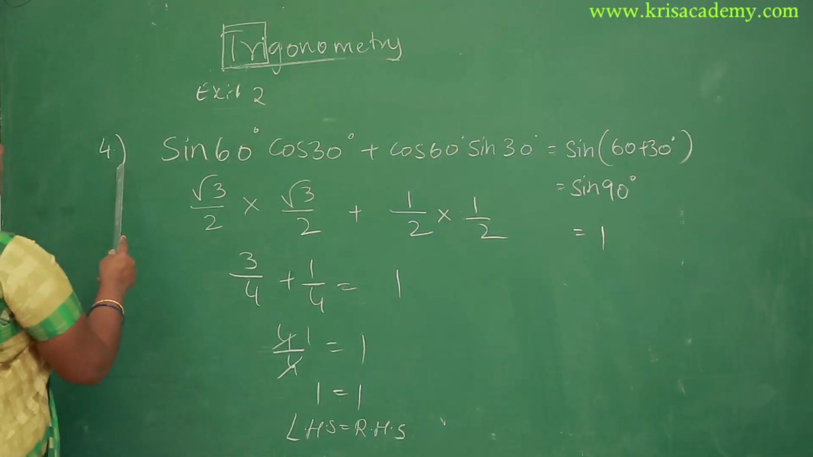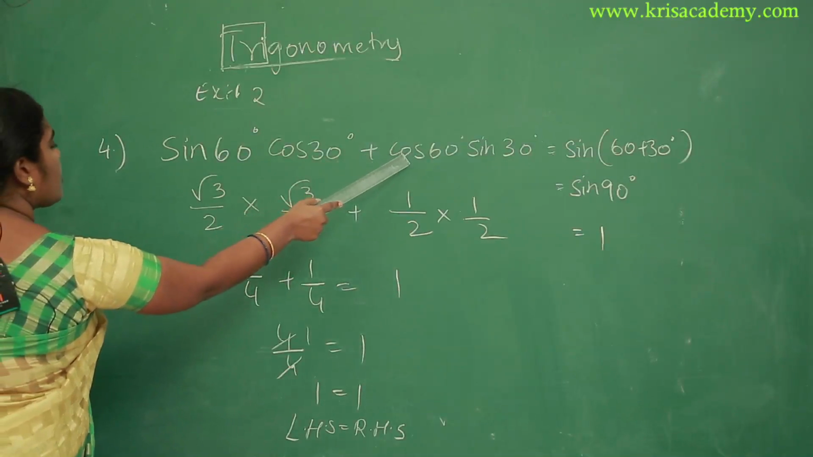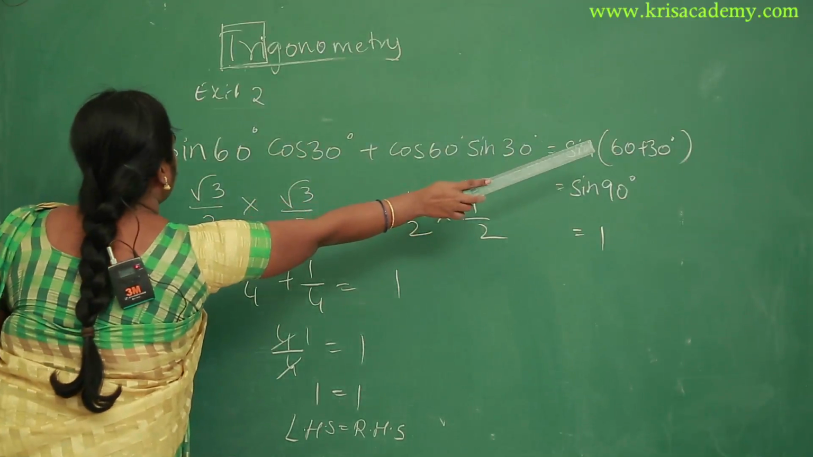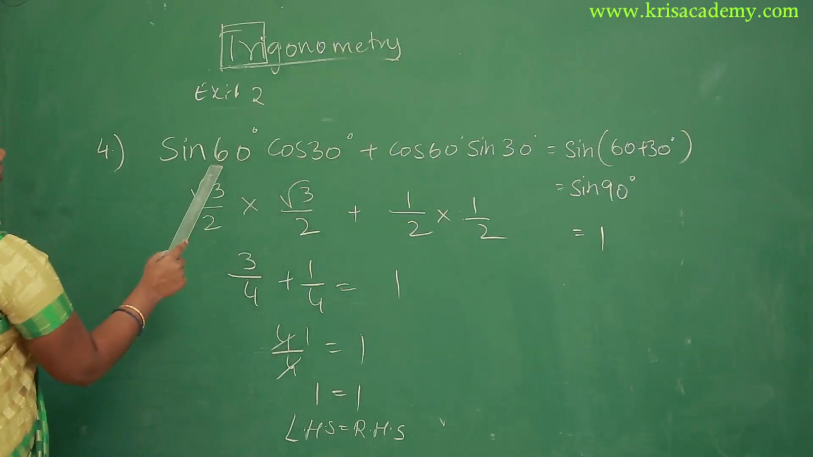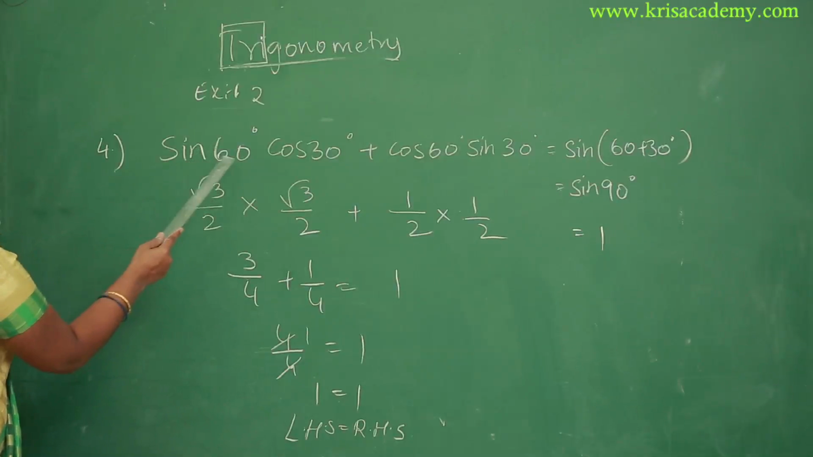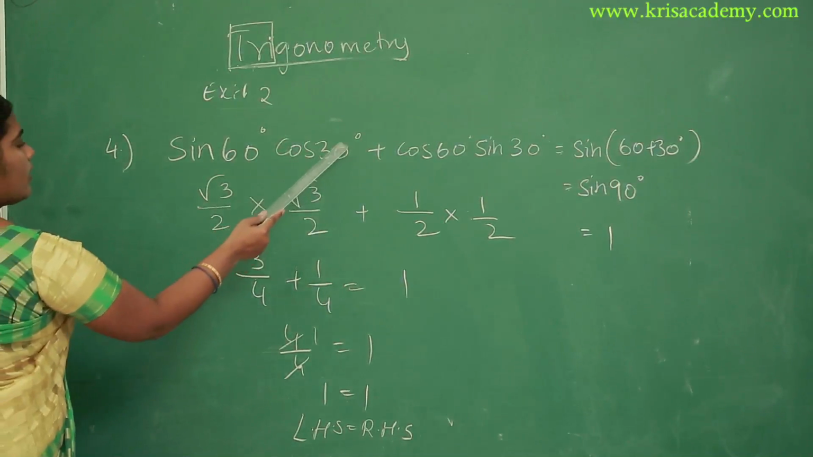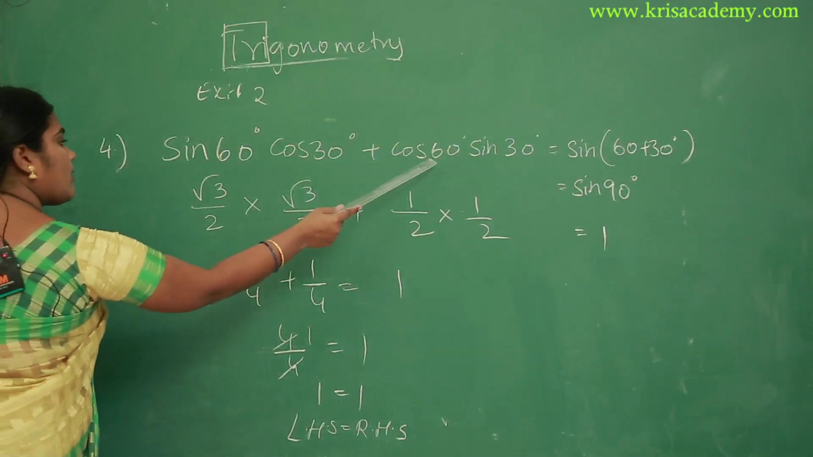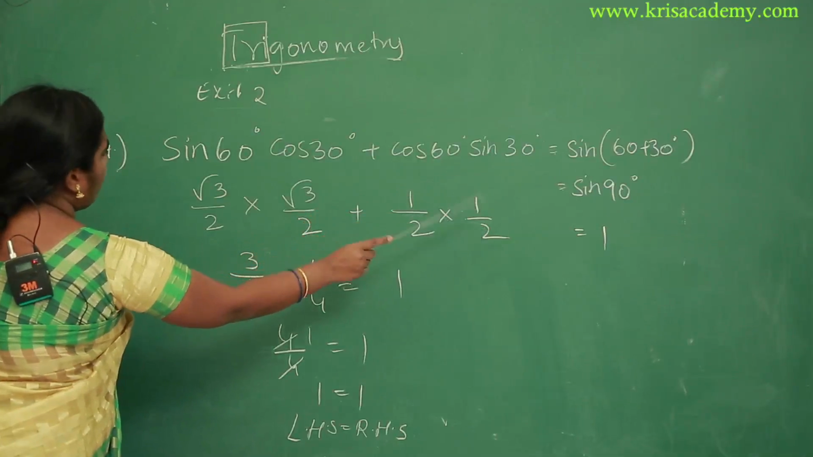So now the fourth problem is sin 60 degrees cos 30 degrees plus cos 60 degrees sin 30 degrees is equal to sine 60 degrees plus 30 degrees. They have given all the angles. So we will take from the angles table: sine 60 degrees value is root 3 by 2, same way cos 30 degrees value is also root 3 by 2, plus cos 60 degrees value is 1 by 2, sine 30 degrees value is also 1 by 2.